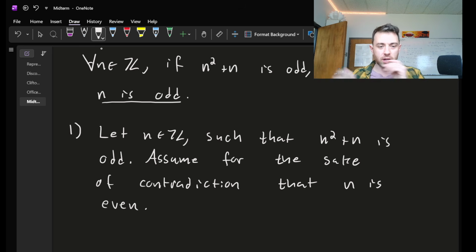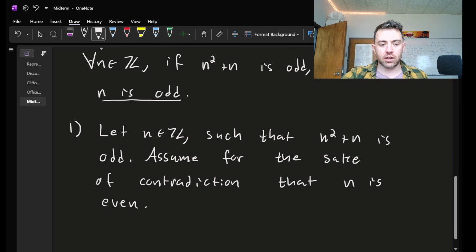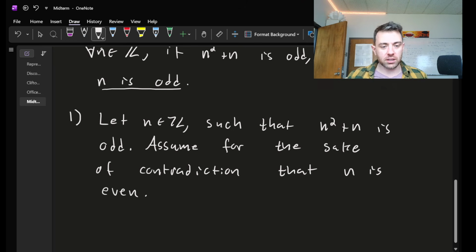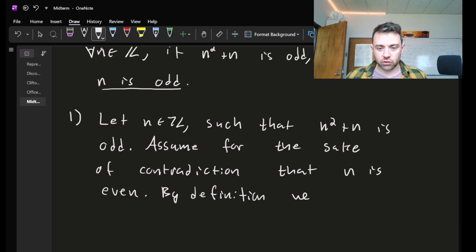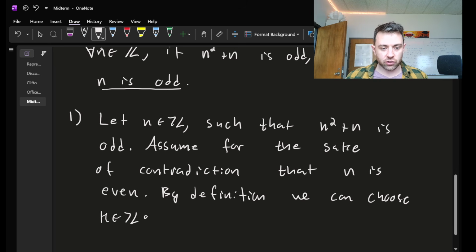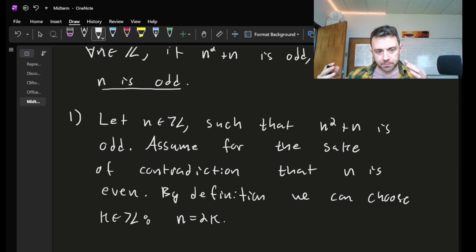We have to unpack some definitions here. Well, what does it mean for n to be even? So by definition, we can choose k in the integers such that n is equal to 2 times k. Okay, so we have some information about n.